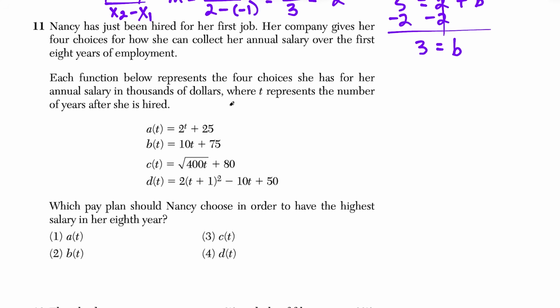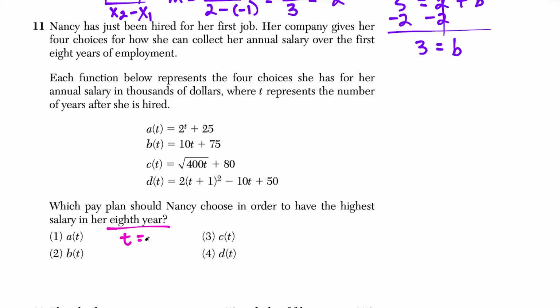Question 11, Nancy has just been hired for her first job. Her company gives her 4 choices for how she can collect her annual salary over the first 8 years of employment. Each function below represents the 4 choices she has for her annual salary in thousands of dollars, where T represents the number of years after she is hired. And we want to know which pay plan should Nancy choose in order to have the highest salary in her 8th year. So for this question, what we're going to do is just type all 4 of these into the calculator and see which one has the greatest y value when T is equal to 8.